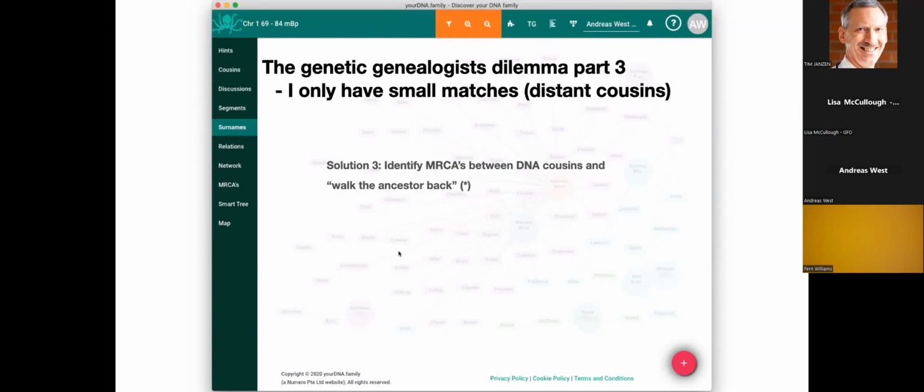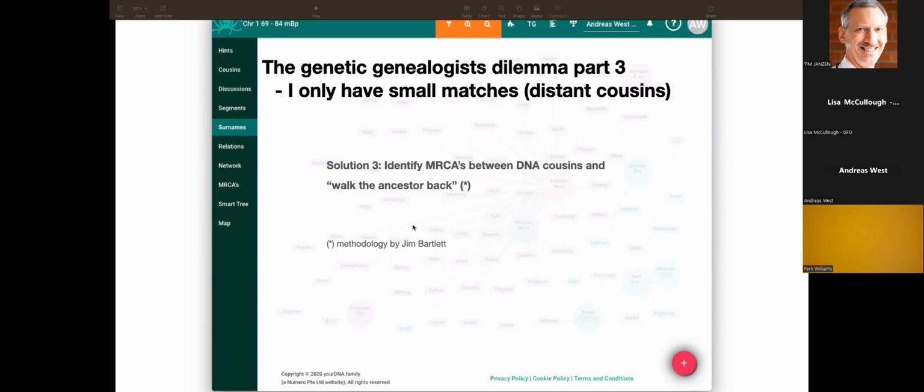Which is what Jim, who should show up on the screen, Jim Bartlett, coined as the methodology of walk the ancestor back, right? You start, for example, with first cousins, who have the same grandparents, and then you go one generation further back to integrate second cousins, right? Then one generation further back and you integrate third cousins, and then one generation further back, and you guessed it, you have the fourth cousins in there, right? That's how you build it up. It's a relatively easy methodology once you have done it a couple of times, and it's part of everyone's tool set.